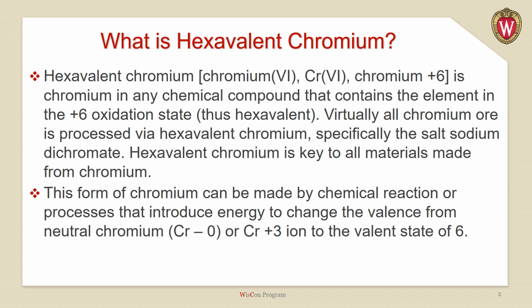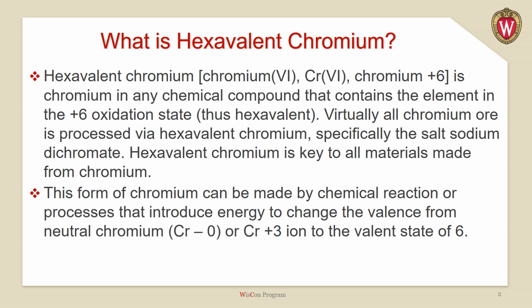What is hexavalent chromium? Hexavalent chromium, chromium(VI), capital C, little r, Roman numeral 6, chromium plus 6, is chromium in any chemical compound that contains the element in the plus 6 oxidation state, thus hexavalent. Virtually all chromium ore is processed via hexavalent chromium, specifically the salt sodium dichromate. Hexavalent chromium is key to all materials made from chromium.